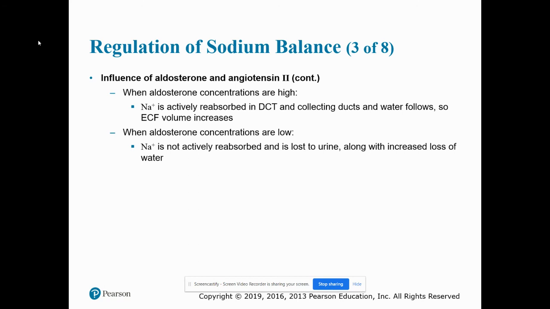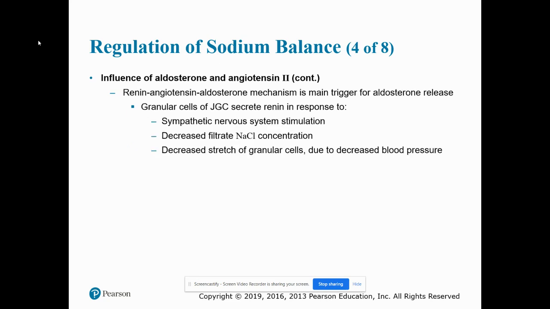When aldosterone concentrations are high, sodium is actively reabsorbed in the distal convoluted tubules and collecting ducts, and water will follow. So extracellular fluid volume will increase. And that's because at this point we're reabsorbing the stuff, taking it out of the filtrate and putting it back into the extracellular fluid. When aldosterone concentrations are low, sodium is not actively reabsorbed and it's lost to urine along with the loss of water. Remember, water follows sodium.